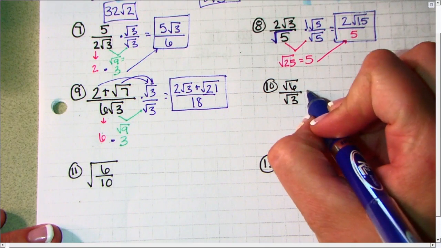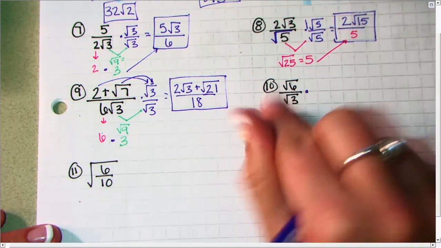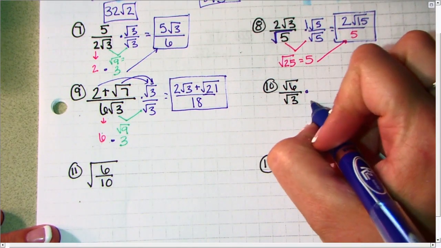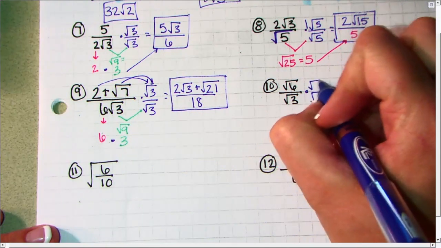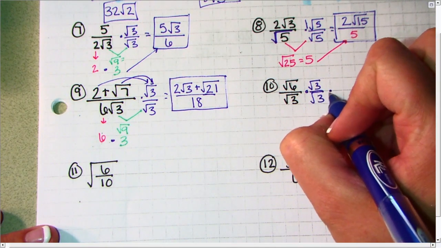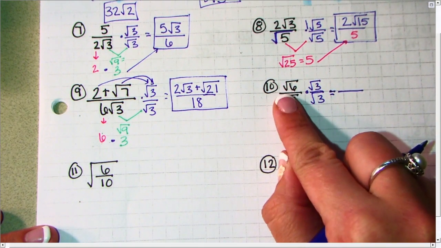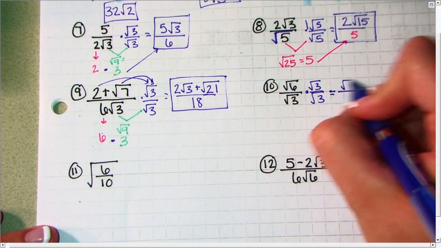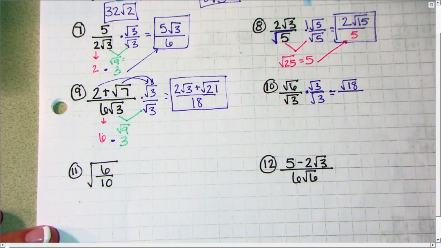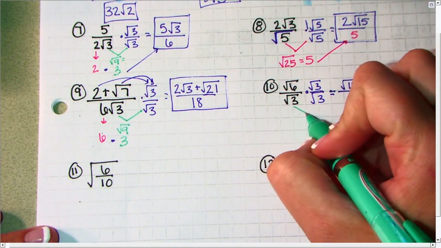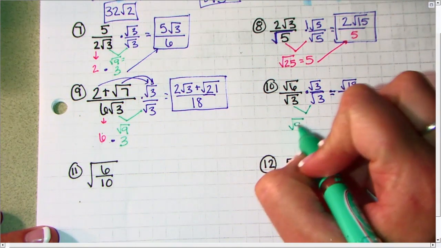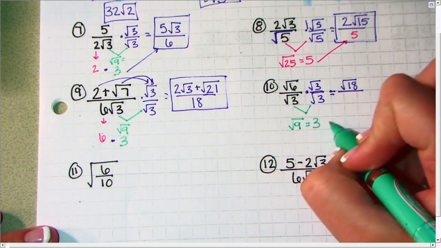I see the square root of 6 over the square root of 3. My denominator is the square root of 3, so I'm going to go ahead and multiply the top and bottom by the square root of 3. The square root of 6 times the square root of 3 is the square root of 18. And then again, for the bottom piece, the square root of 3 times the square root of 3 is the square root of 9, and the square root of 9 is 3.